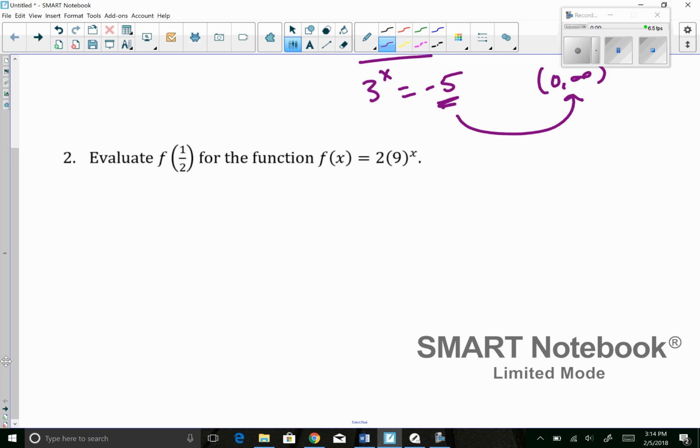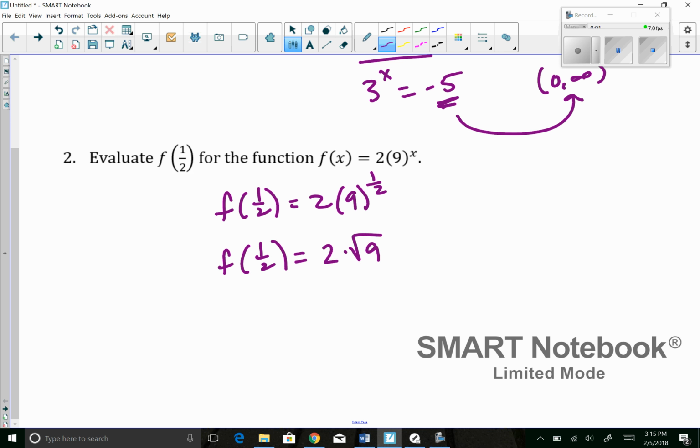For number 2, this is kind of a mixture of yesterday's lesson and today's lesson. So if we evaluate f of 1/2, we're going to plug in 1/2 for x. PEMDAS tells us to deal with the exponent before I can multiply, so we don't want to put 18 to the 1/2 there. We want to figure out what 9 to the 1/2 is. So 9 to the 1/2, using the rule of exponent over root, is the square root of 9. Which becomes 2 times 3, which is just 6.